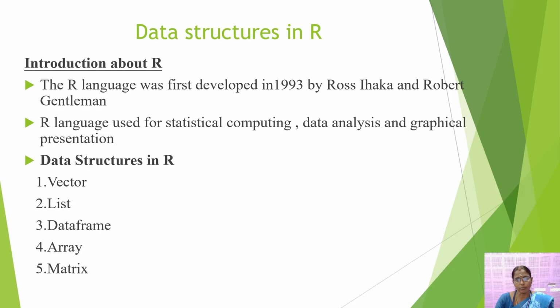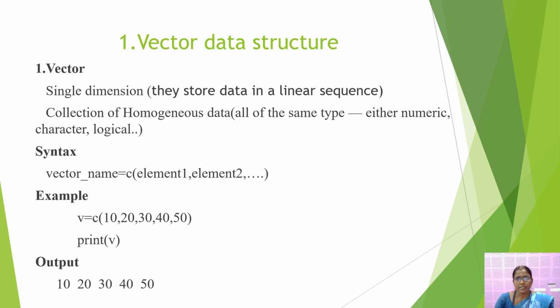Now we will discuss some important data structures in the R programming language. The first data structure is vector, second is list, third is data frame, fourth is array, and fifth is matrix. First, the data structure is vector.